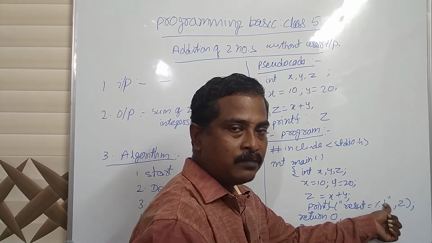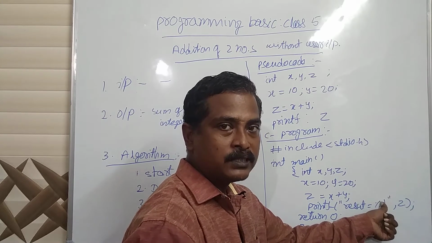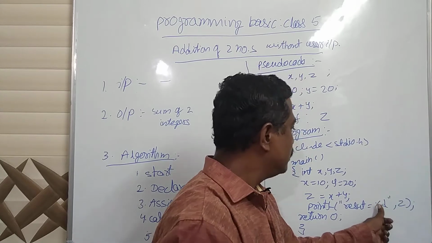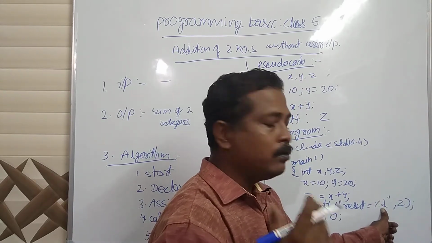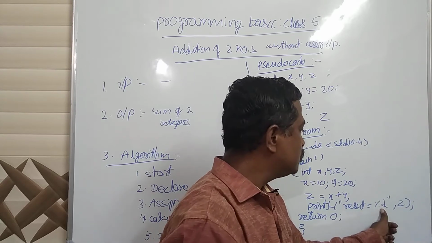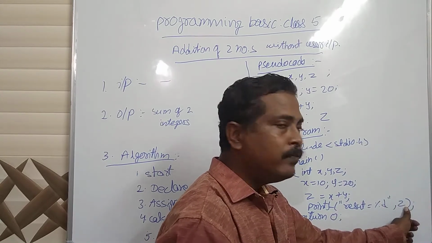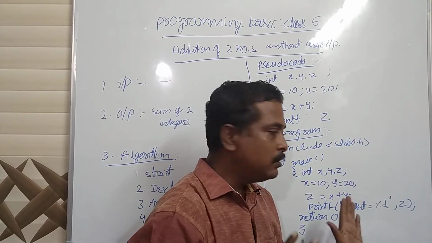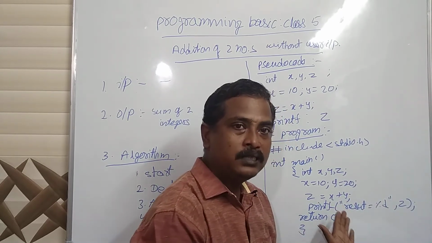If it is character, percentage c. If it is real number, percentage f. If it is big real number, for float, percentage f, for double, percentage lf. So here the variable whose value you want to print. Okay, that's the syntax in C language.